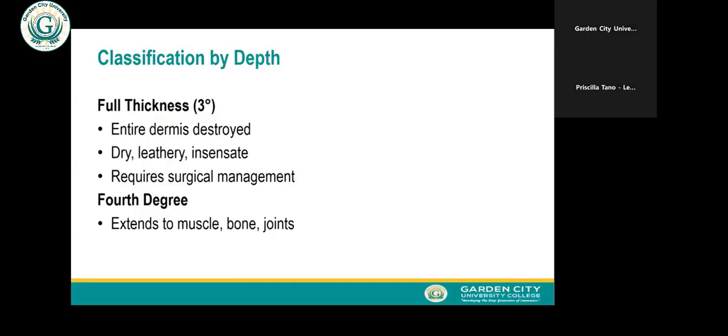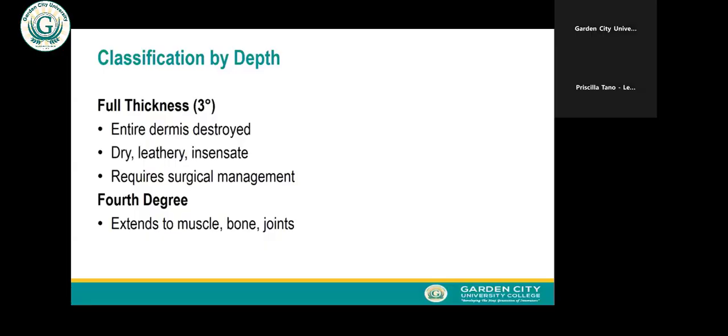But of course, these patients will stay at home, and after they see that kind of change, they will now want to rush to the hospital. It will also lead to delayed wound healing, and these ones also have a risk of infection. They would definitely require surgical management.